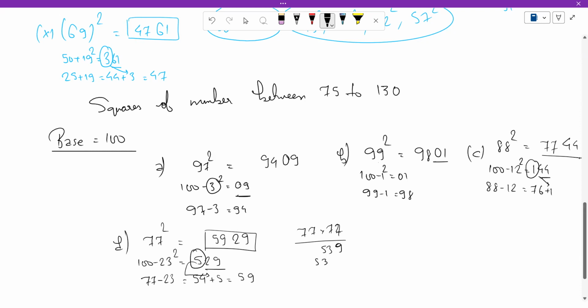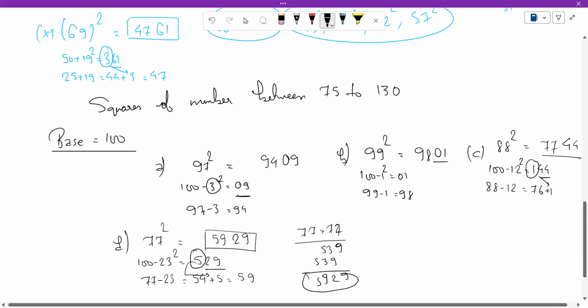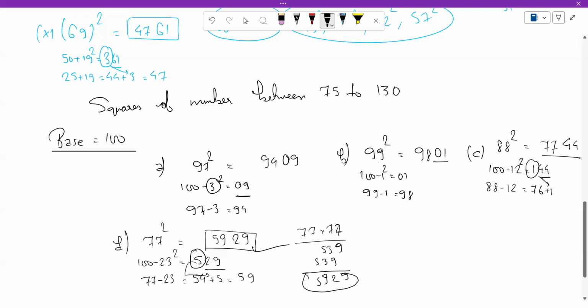1 5 3 9 9 2, 9 5. Again see 5929, 5929. So our answer is correct. Okay, this is how you can check. Now what about numbers that are more than 100?